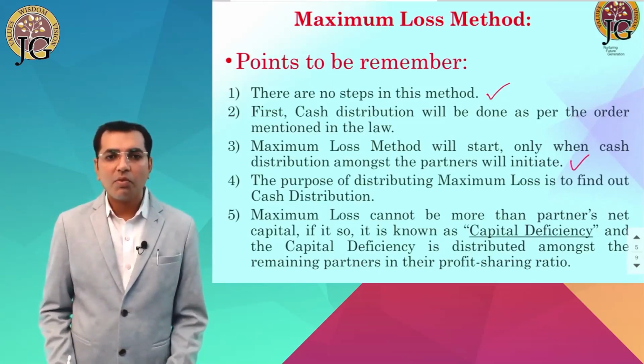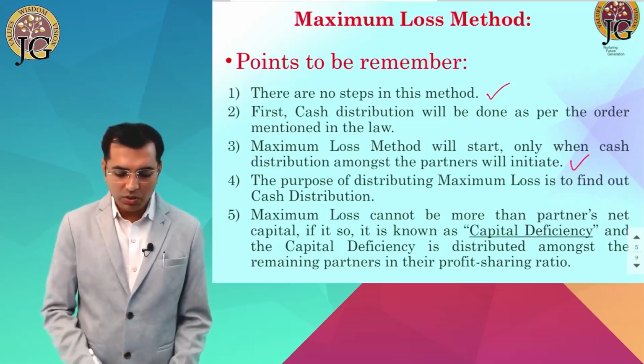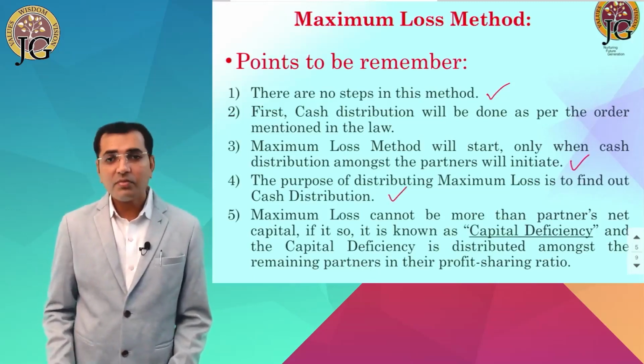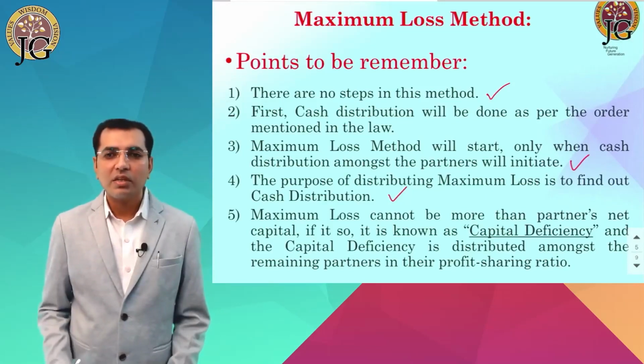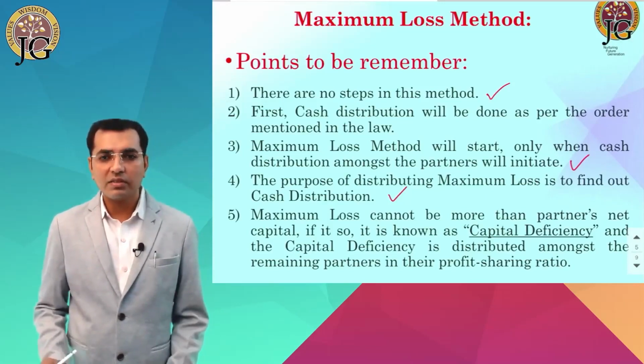Then the point number 4, the purpose of distributing the maximum loss is to find out cash distribution. This is also a most important point. हम लोग मैक्सिमम लॉस डिस्ट्रीब्यूट कर रहे हैं, क्यों? क्योंकि we are going to distribute the cash. Our purpose is cash distribution, our chapter is cash distribution, but our method is the maximum loss method. That is why we are distributing maximum loss, but to find out the cash distribution.